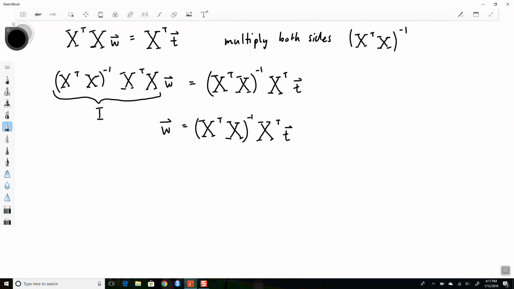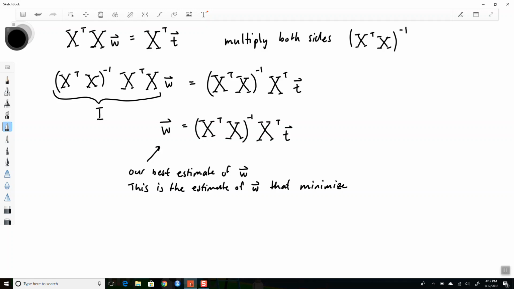Okay, so this is going to be our best estimate of the vector w. So if we want to minimize the loss function, this is the result that will give us where the loss function has a gradient equal to 0. And so this is the estimate of w that minimizes our loss function.